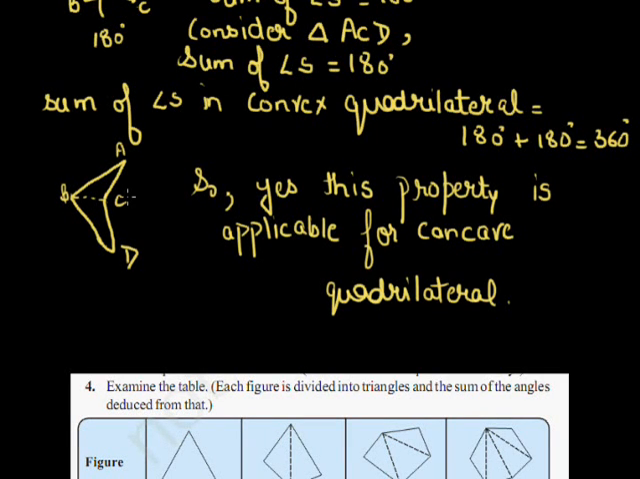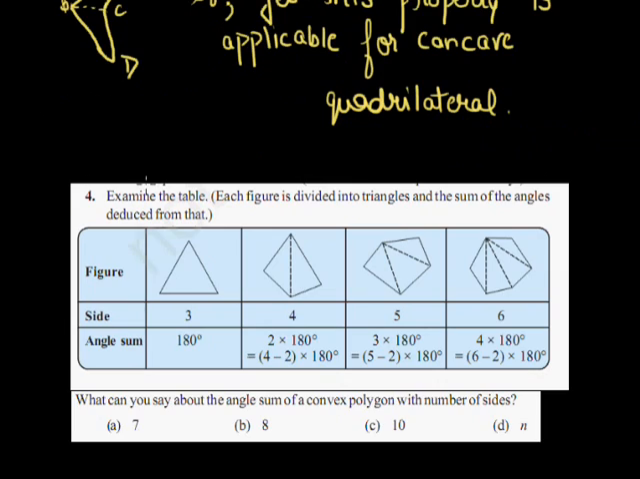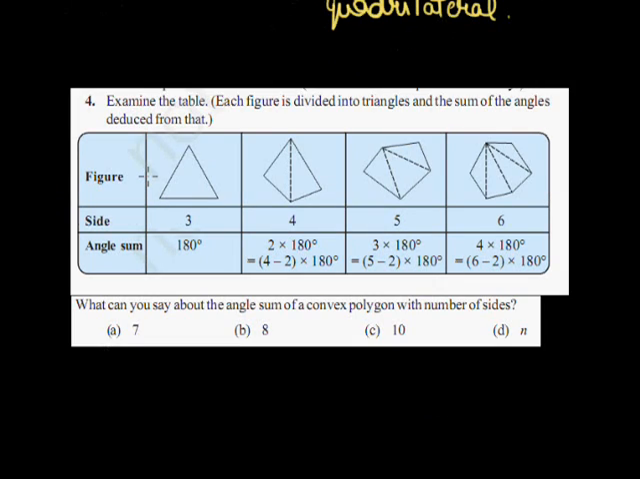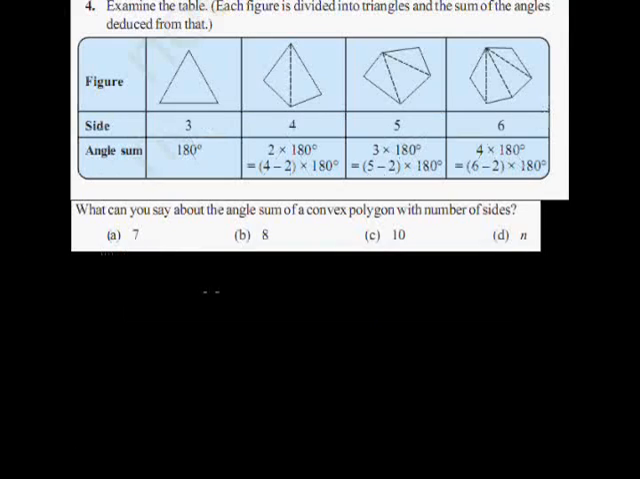Okay, now coming to the fourth question. In the fourth question, a table is given to us, and each figure is given, and according to the figure, the number of sides and the angle sum is given. So we have to say what we can say about the angle sum property according to the number of sides. Now if I see the pattern which is given, if the number of sides is 3, the sum of the angles is 180 degrees. If the number of sides is 4, the sum of angles is (4 minus 2) into 180 degrees.